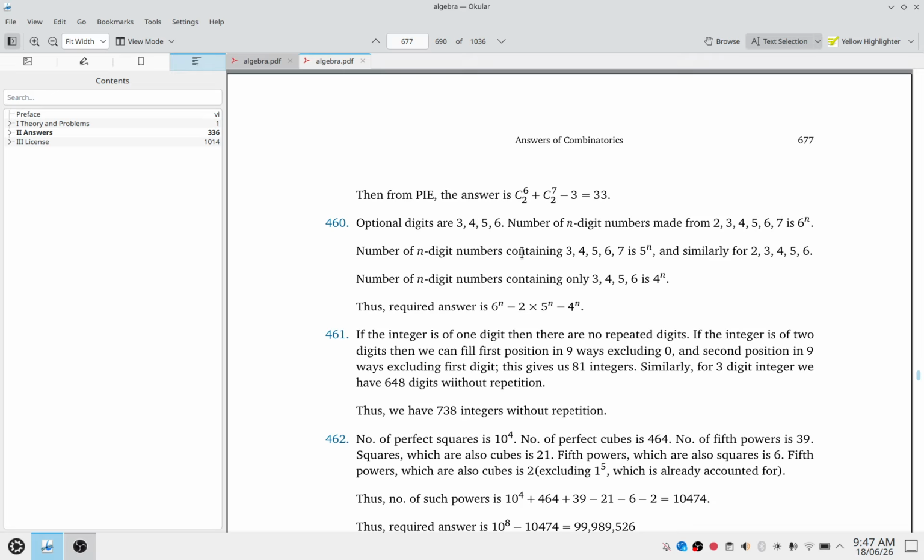Number of n-digit numbers containing 3, 4, 5, 6, 7 is 5 to the power n, and similarly for 2, 3, 4, 5, 6. And number of n-digit numbers containing only 3, 4, 5, 6 is 4 to the power n. Thus required number is 6 to the power n minus 2 times 5 to the power n plus 4 to the power n.